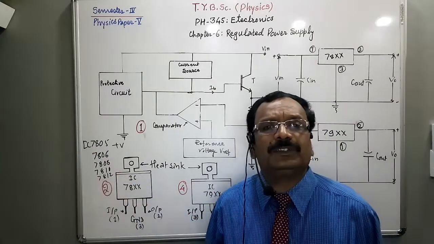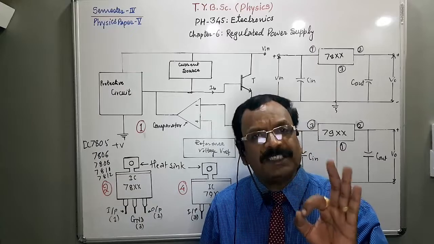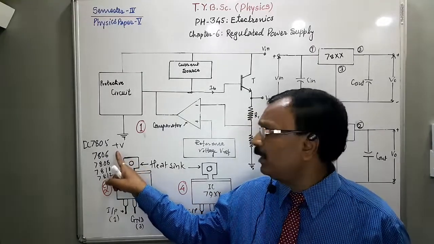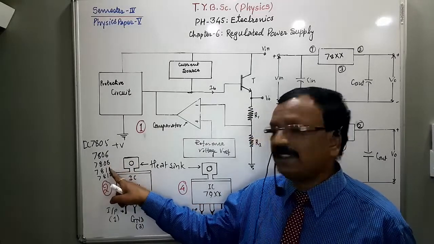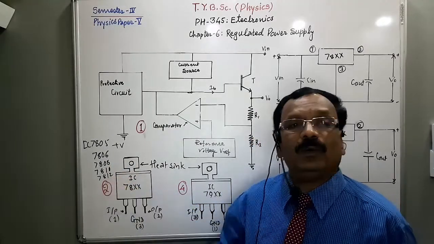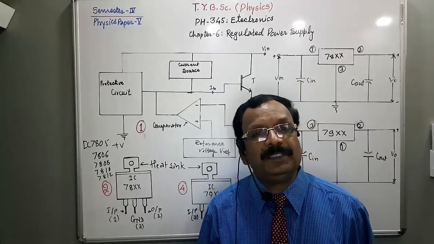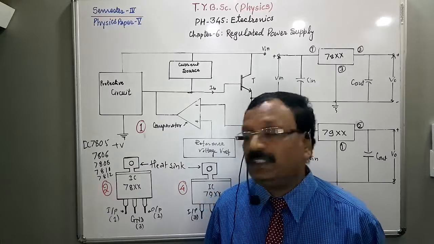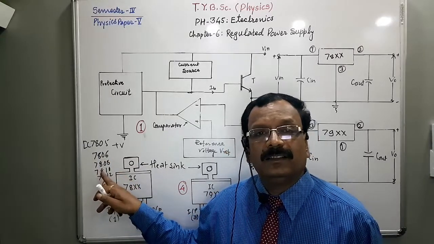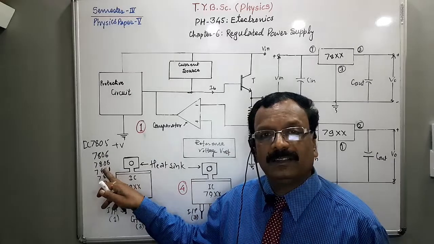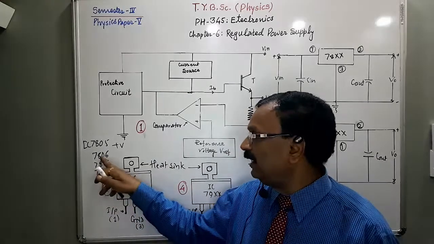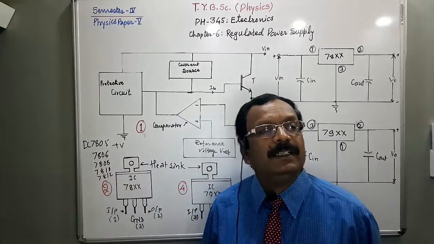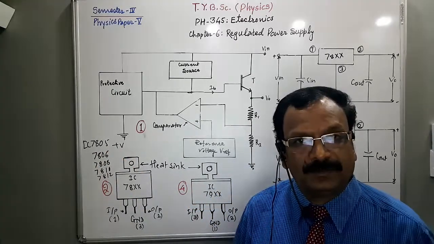These ICs give the regulated positive +5 volt, +6 volt, +8 volt, +10 volt, +12 volt respectively. This shows that the two digits after the 78 prefix indicate the regulated output voltage.